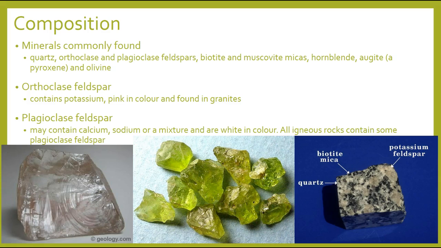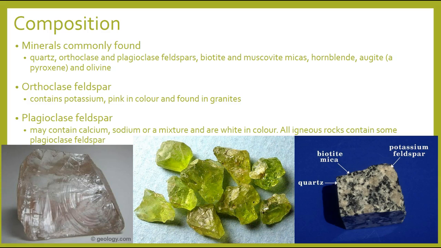Now, in terms of the composition of igneous rocks, we have minerals that form commonly in igneous rocks, and you need to know these. So quartz, orthoclase, plagioclase, which are the two types of feldspar, biotite and muscovite, which are micas, hornblende, augite, and olivine are the minerals commonly found in igneous rocks.